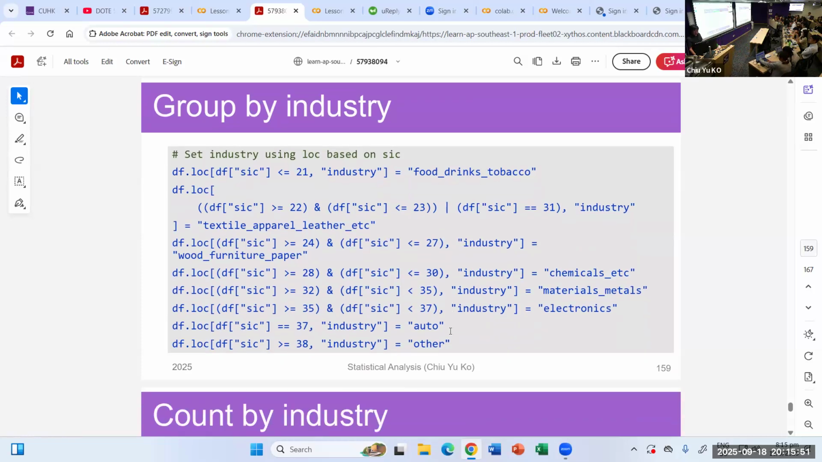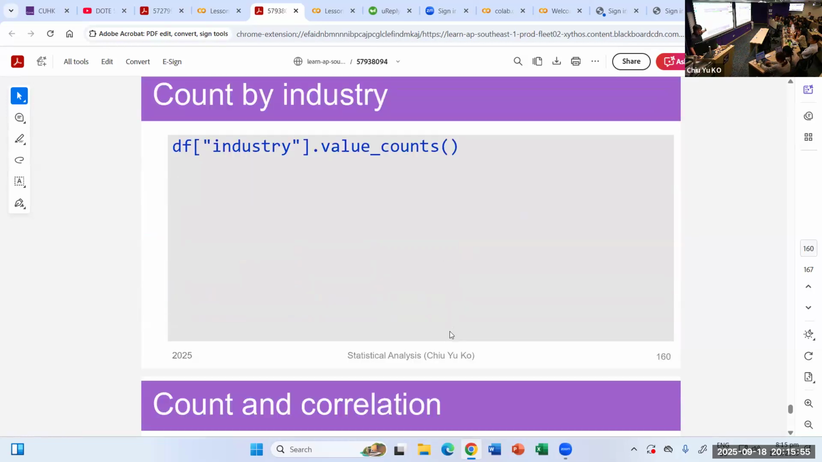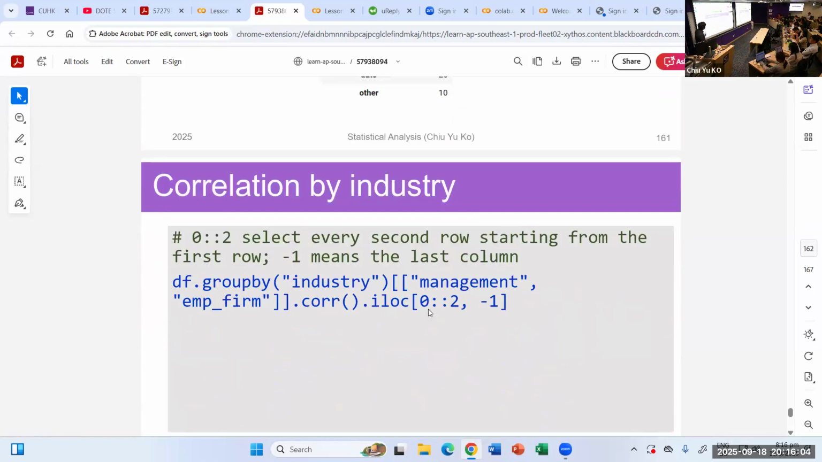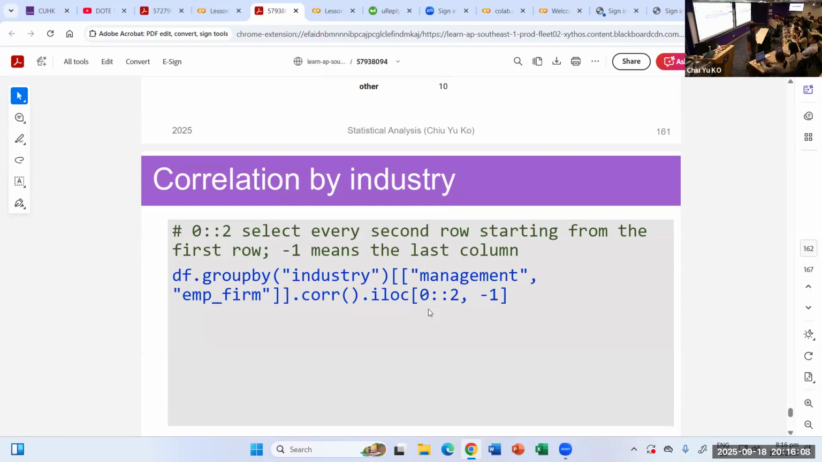Why do I do that? Once I do that, first I can count them. I can see how many firms there are. And then what I do, sorry, here we have a code which looks very ugly. But if you forget about this particular crazy line, it is very simple to see. I have the data. I group by industry, so I do it industry by industry. In this industry, I look at the correlation matrix between management score and employment of the firm.